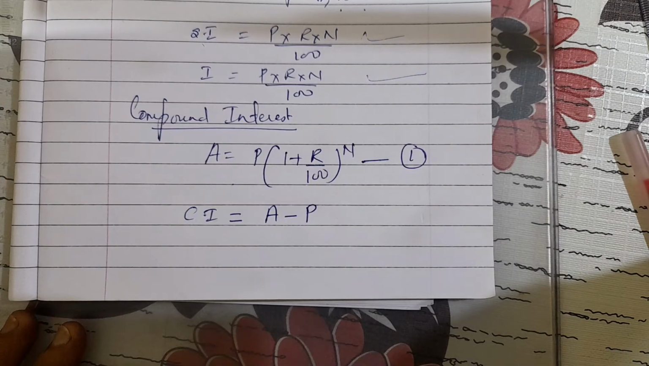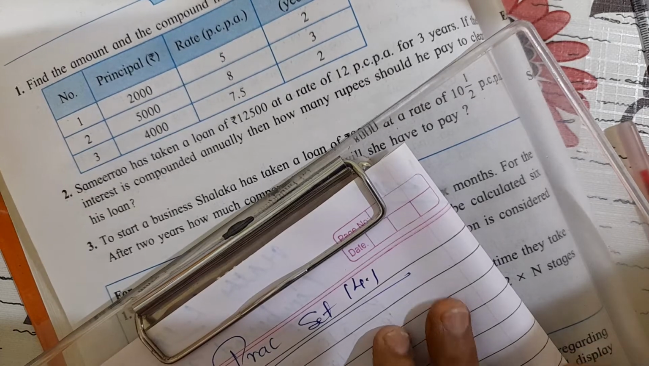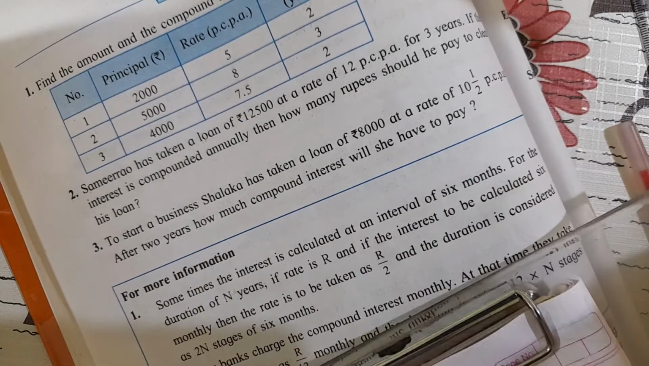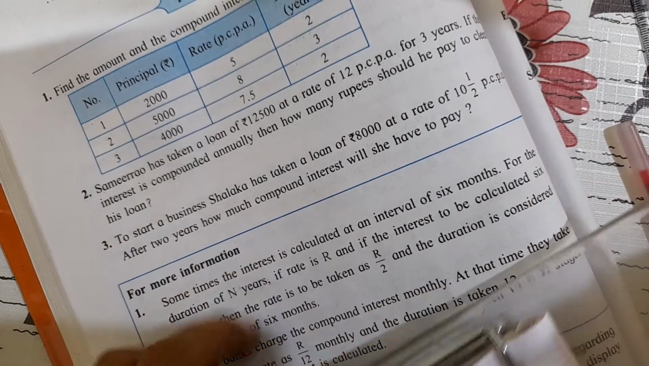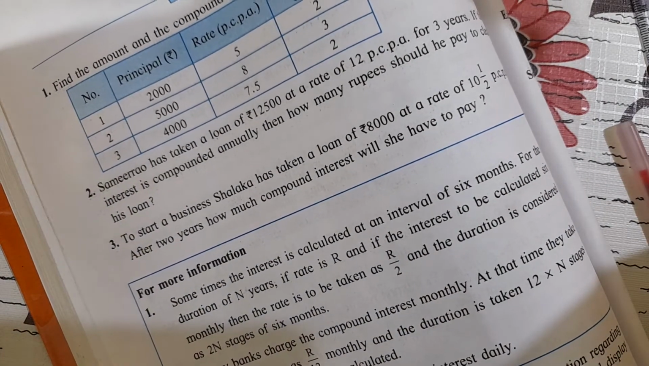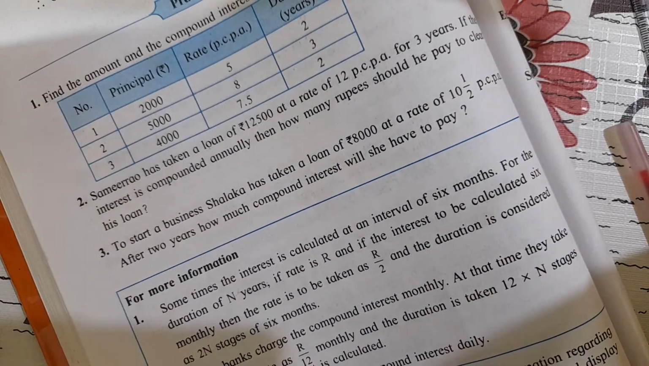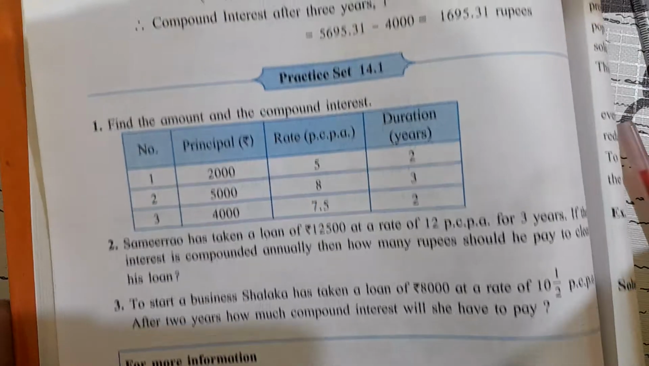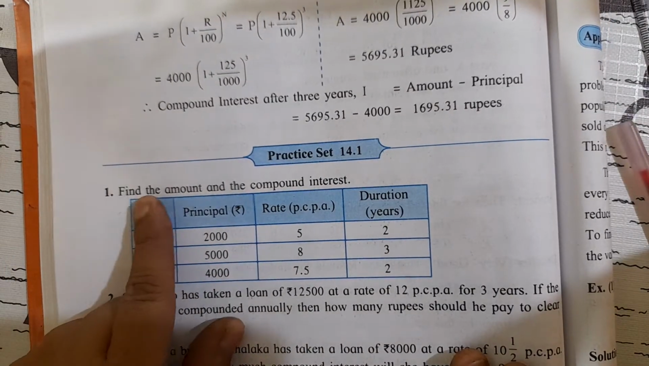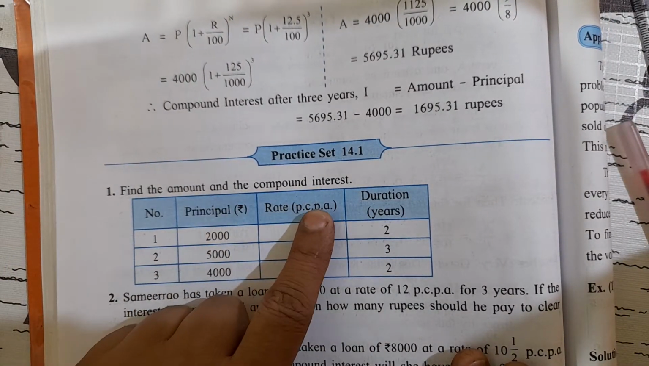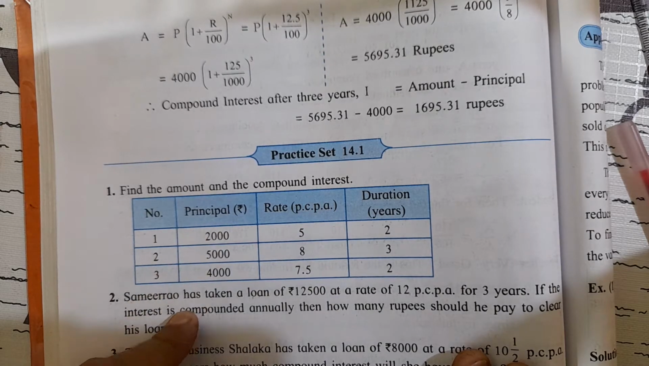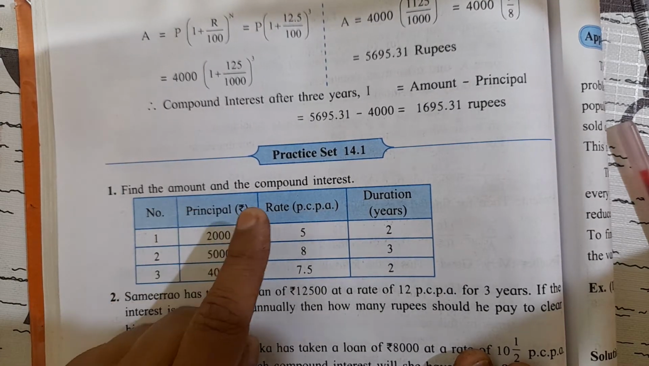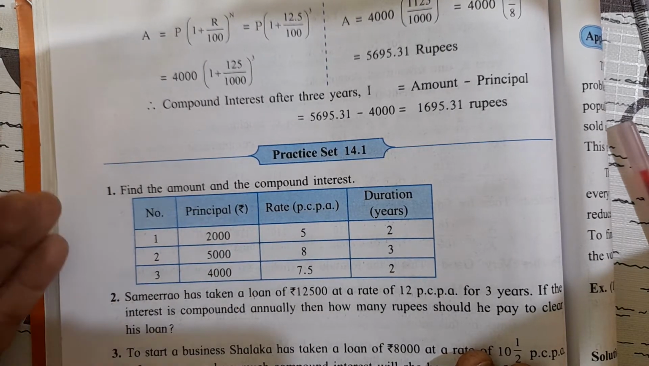So now let's move ahead. Let's start with practice set 14.1. You can open your textbook, page number 90. Question number 1: find the amount and the compound interest. In all three examples, you have to find the amount and also the compound interest. There are three sums given.